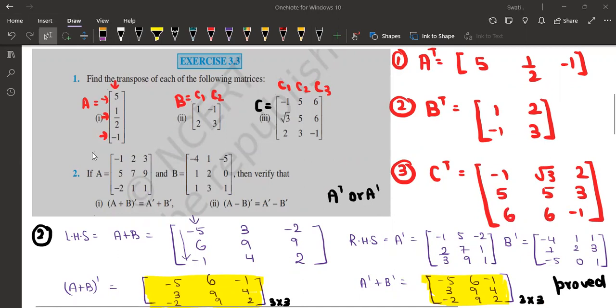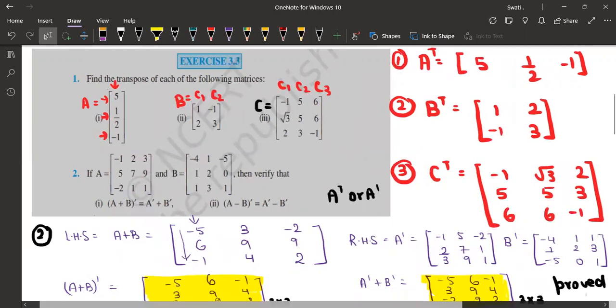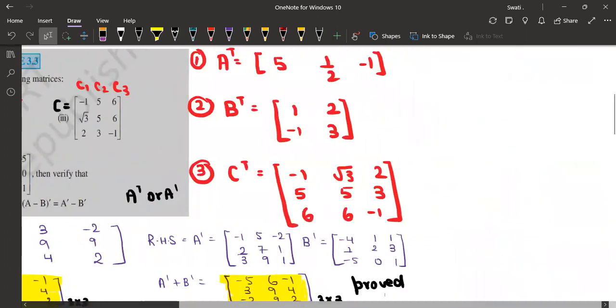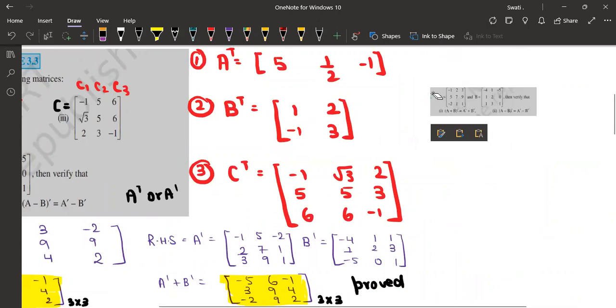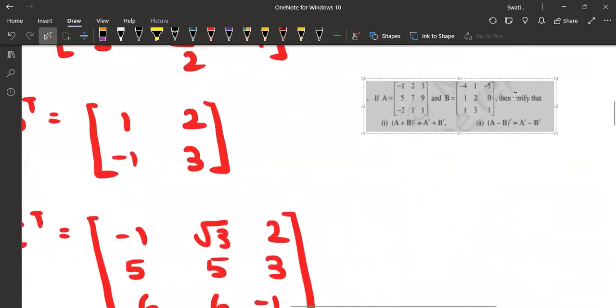So first one is already proved. Now it's about the second one. Let's go on the side and let's do it here. Okay, it's too small, but okay, I'll make it bigger. So on the LHS, what do I have? On the LHS, I have A minus B transpose, right? First find out A minus B.